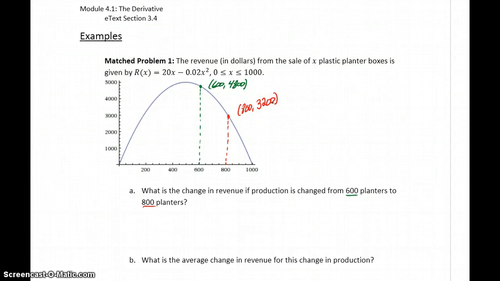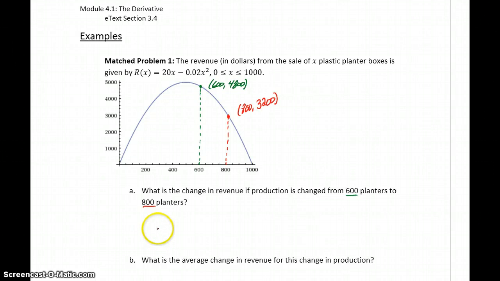So the first thing to pick up on here is that if we increase production from 600 planters to 800 planters, what we have is a decrease in our revenue. So a little bit later on, we'll start talking about some applications. One of those very prominent applications will be, should we look at increasing production, decreasing production? In this case, increasing production would be a mistake because that's actually going to bring us to a lower revenue.